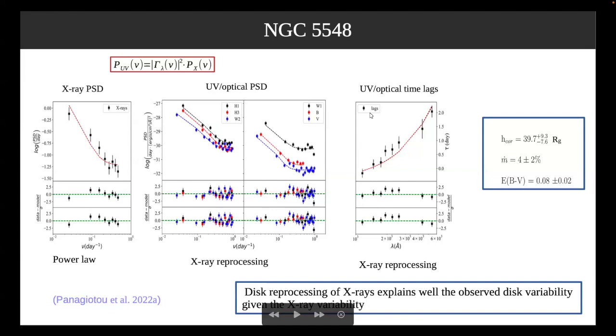My main result is that disk reprocessing can explain the whole variability properties of AGN. We were able to constrain some parameters of the system. The one I'm usually more surprised about is that we were able to constrain the host galaxy reddening, which doesn't obviously make sense, but the variability is affected in different bands differently. So we could do that and compare it to narrow line ratios from the host galaxy and see that we're actually consistent, which was probably the biggest surprise in this for me.